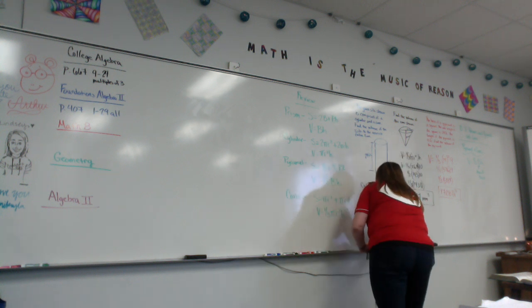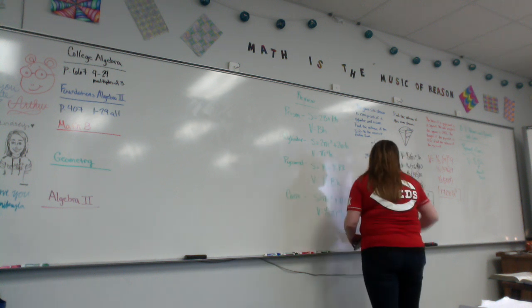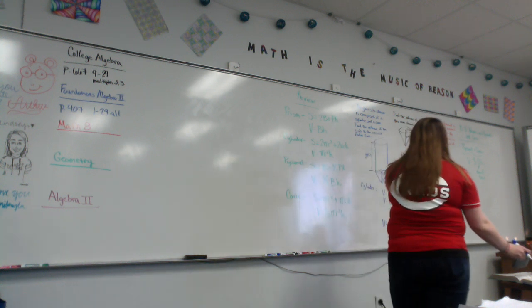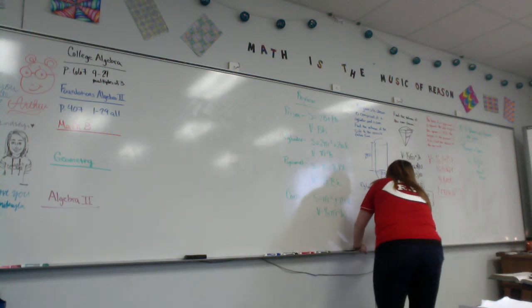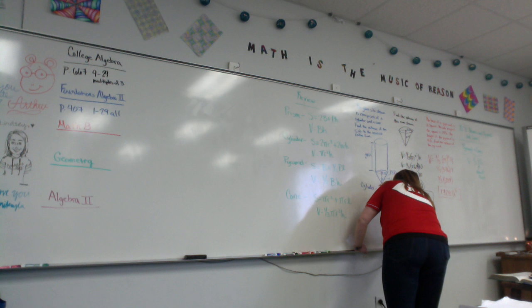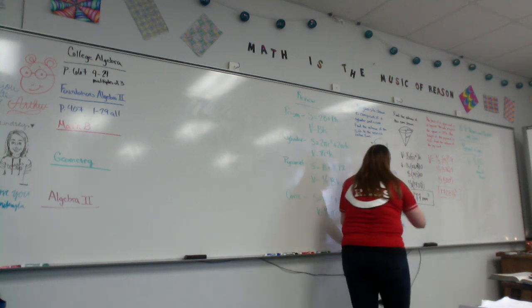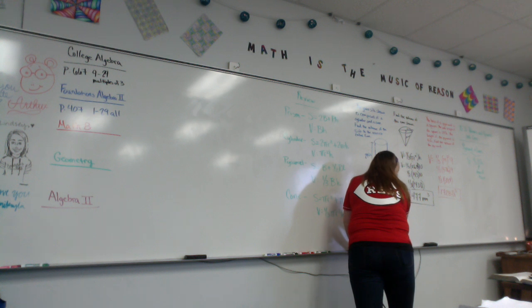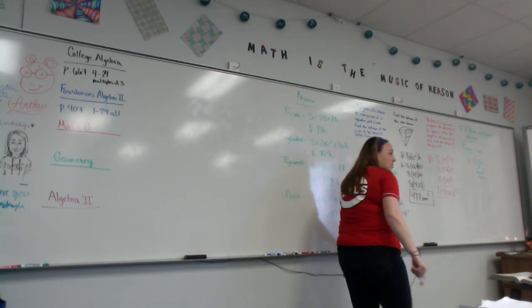Now I have to find the volume of my cone. How do you find the volume of a cone? 1/3 pi r squared times height. So listen, we already know what our pi r squared times height is, don't we? Right here. So what do I need to do with that number?